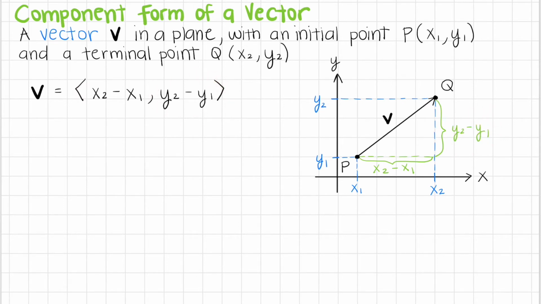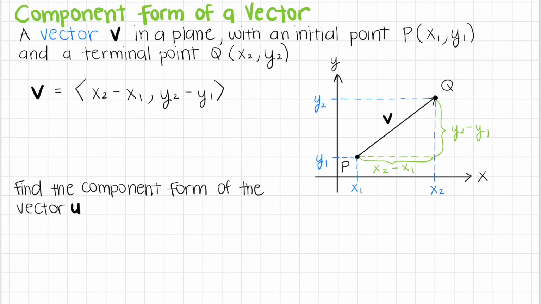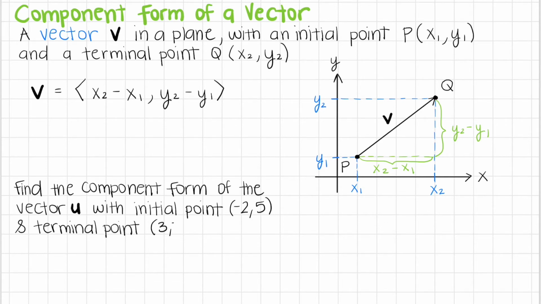Let's try an example. We are told to find the component form of the vector u with the initial point of (-2, 5), and the terminal point of (3, 7). So in our initial point, this -2 will be our x1, and the 5 will be our y1. And in our terminal point, this 3 will be the x2, and the 7 will be the y2.